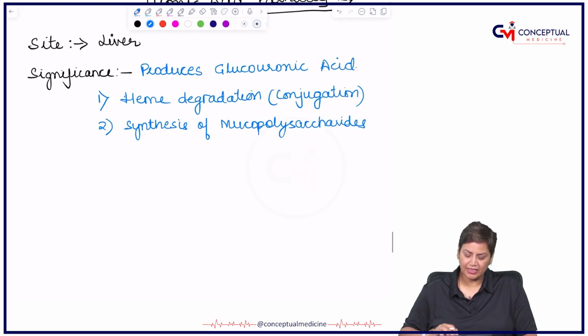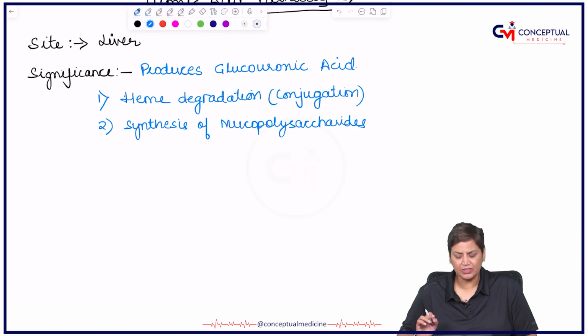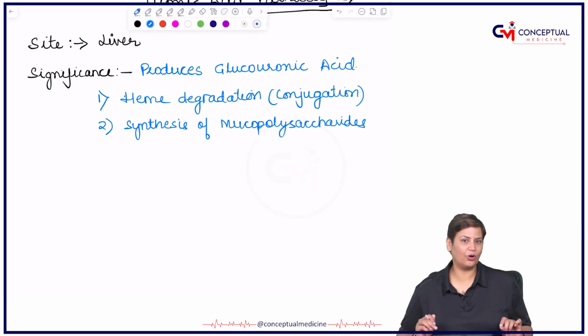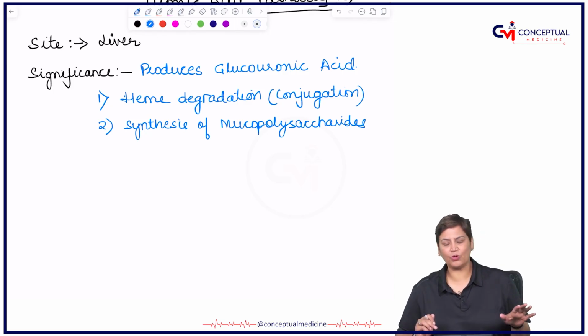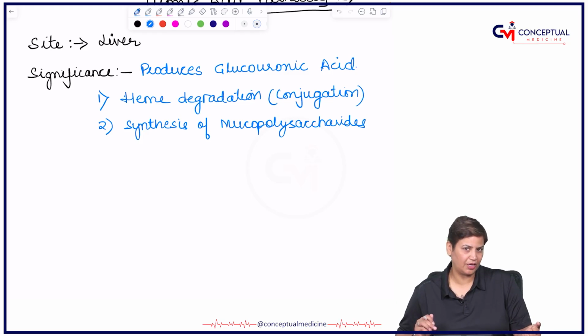Right? So these are the two very important features of glucuronic acid, and you will be surprised to know that, as you are going to study in medicine, absence of glucuronic acid is responsible for different types of jaundice. It is responsible for causing so many different syndromes in the body. So you can just imagine the importance of glucuronic acid, and the only pathway which can produce glucuronic acid in the body is the uronic acid pathway. So you can just imagine the significance of this, right?